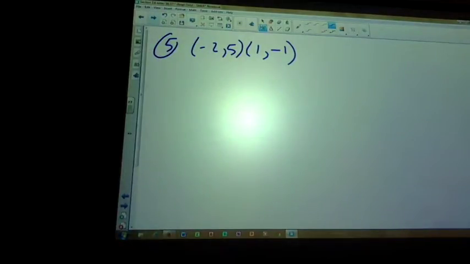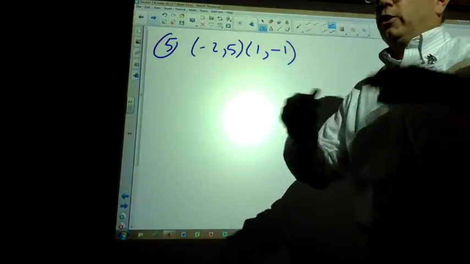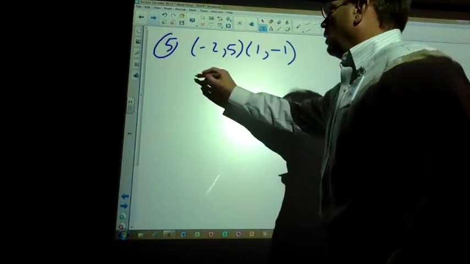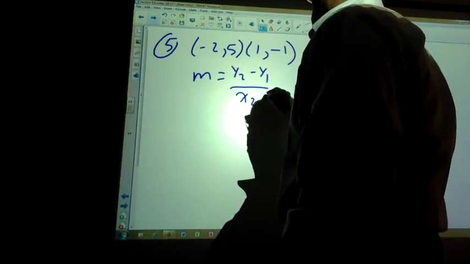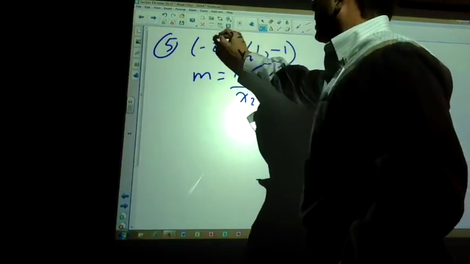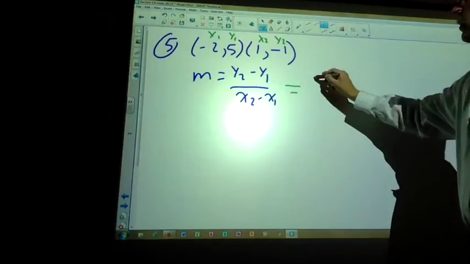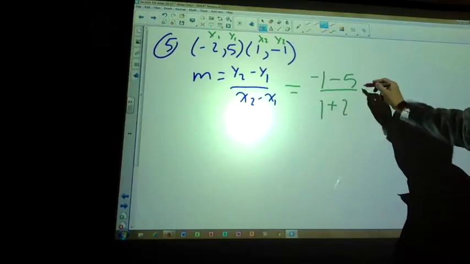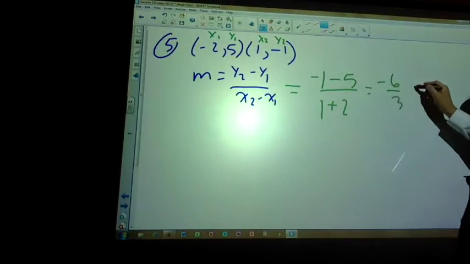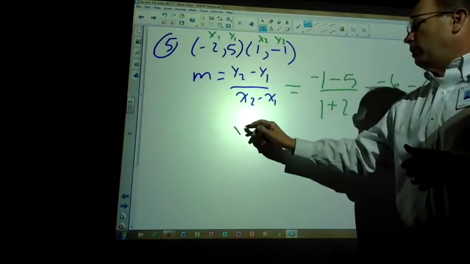So this is what I mean, okay? If it says find the equation, and doesn't say what form to put it in, well, you know the slope equation is this, which is x1, y1, x2, y2. So I'm going to go negative 1 minus 5, over 1 minus minus 2, so that's 1 plus 2. So that's negative 6 over 3, so our slope is negative 2. You okay with that?